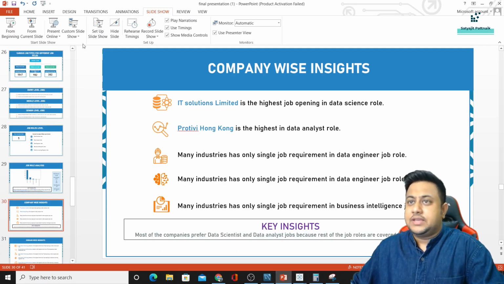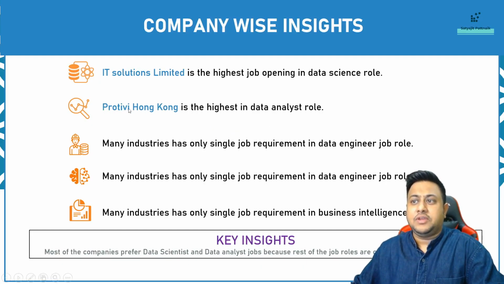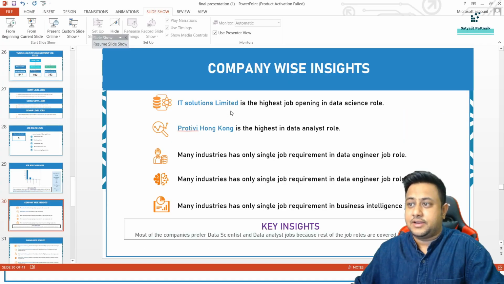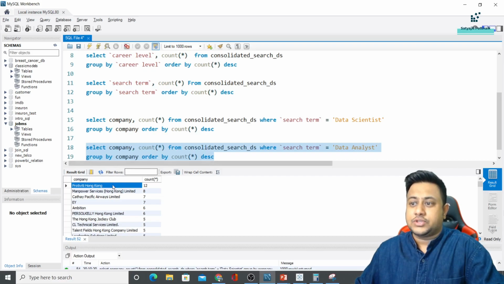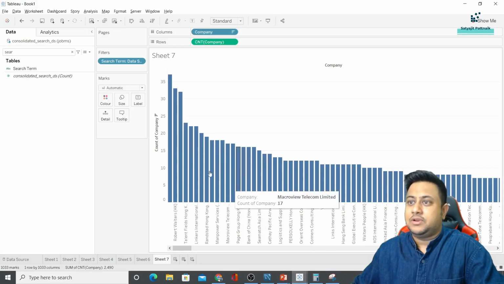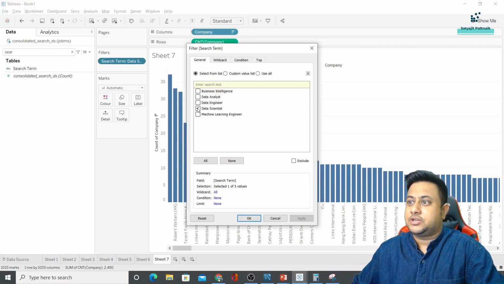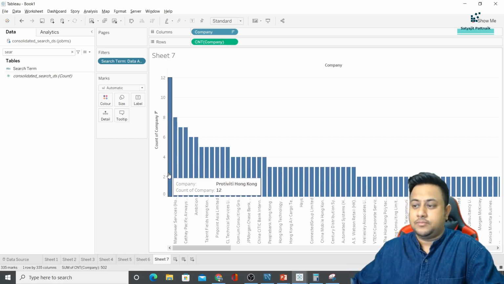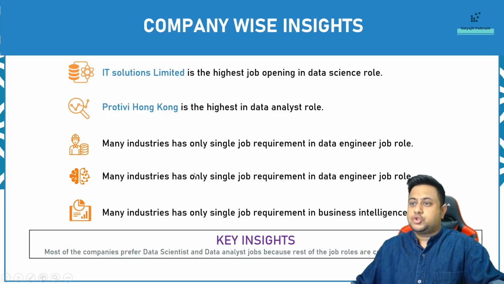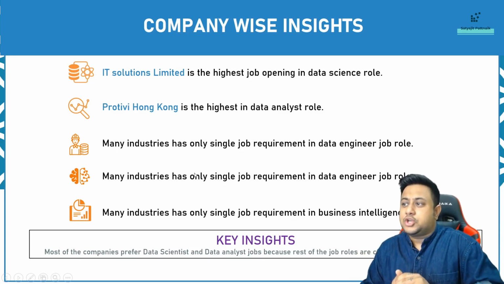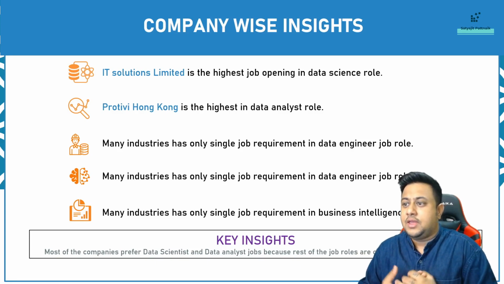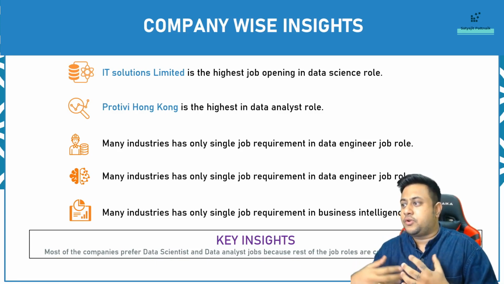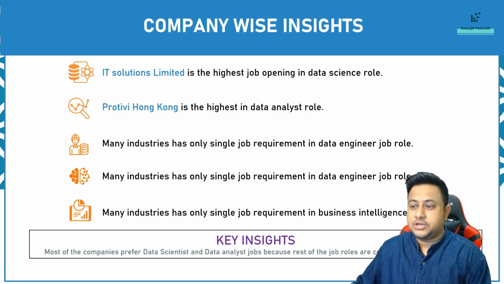So all these things are done. Pro TV Hong Kong is the highest in data analytics role. How can we validate using Tableau? Simply I will use the same, just change it from data scientist to data analyst. Okay, you can see Pro TV Hong Kong 12. So many industries have only a single job requirement in data engineering. Many industries have a single job for business intelligence and machine learning.